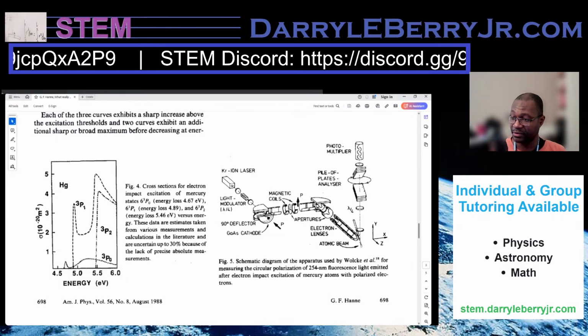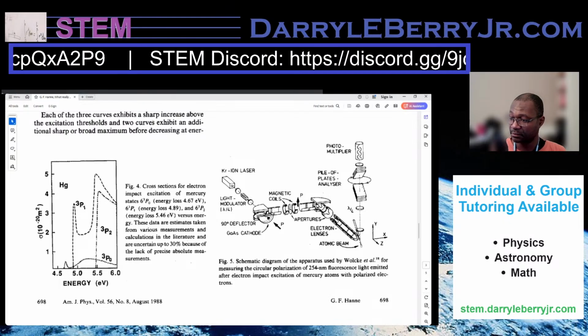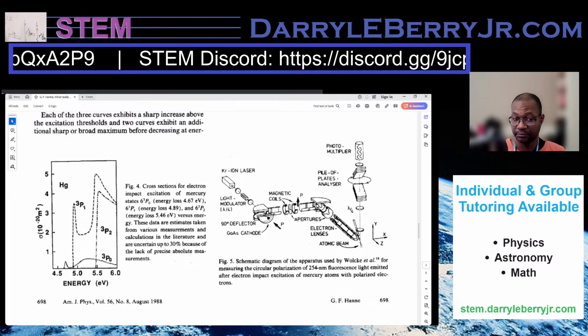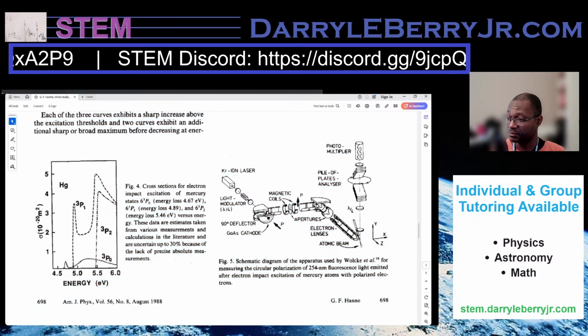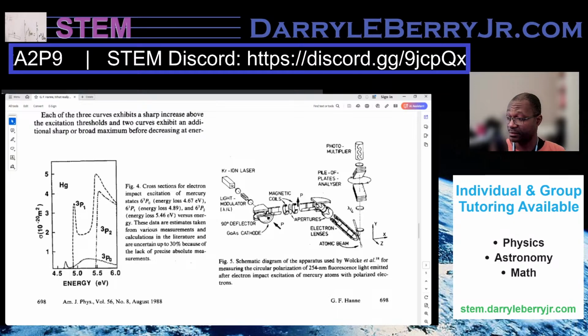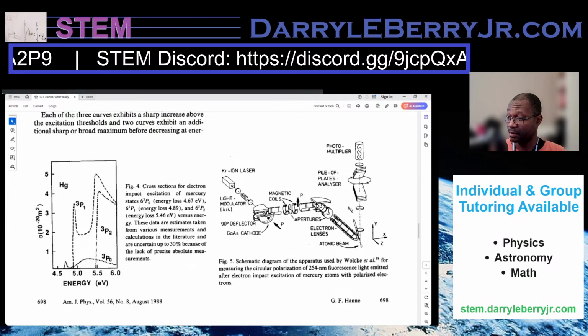So it looks like we have a laser, a 90-degree deflector, a cathode, magnetic coils, electron lenses. Looks like an atom beam.